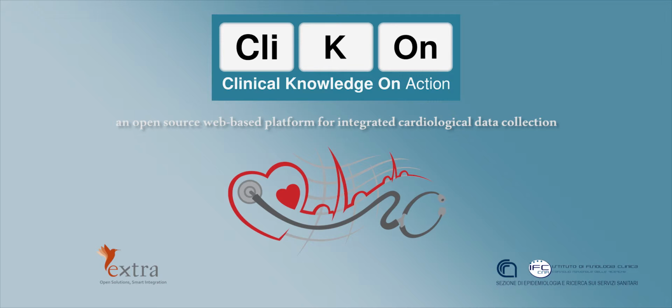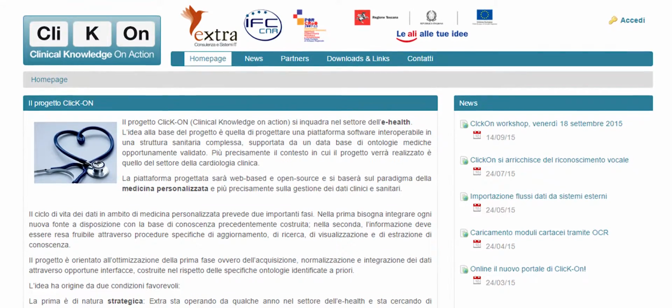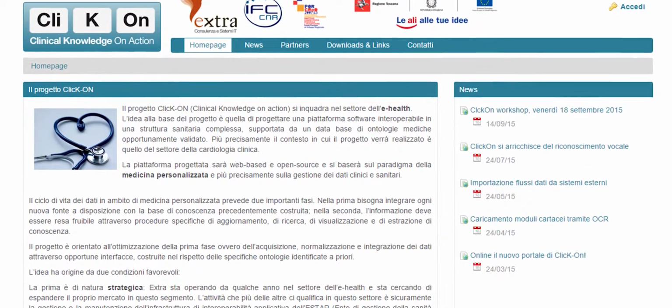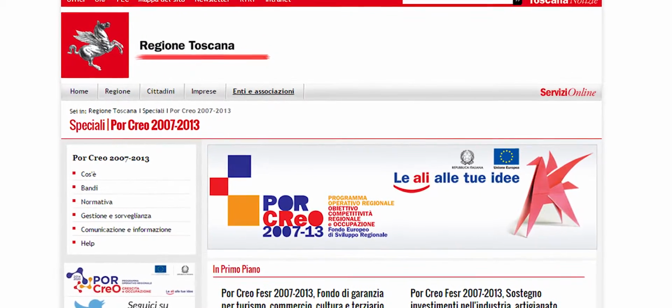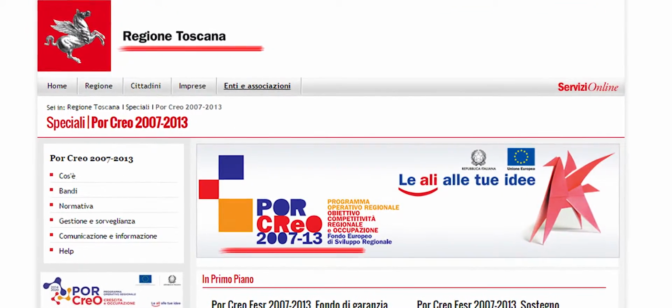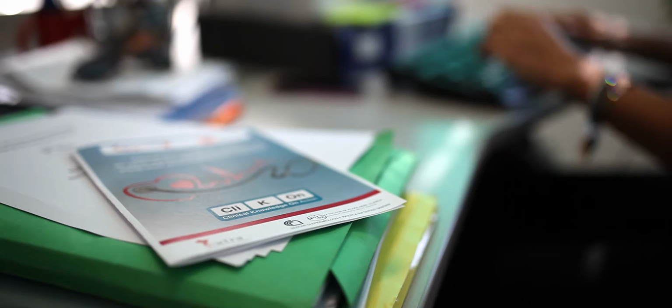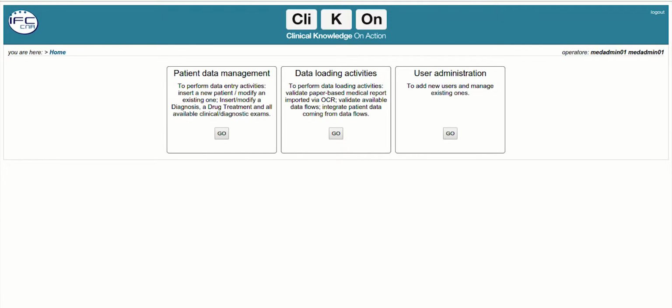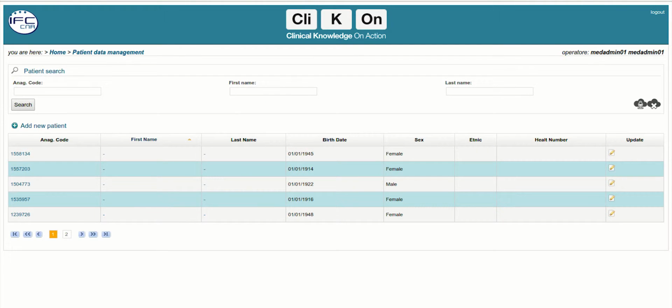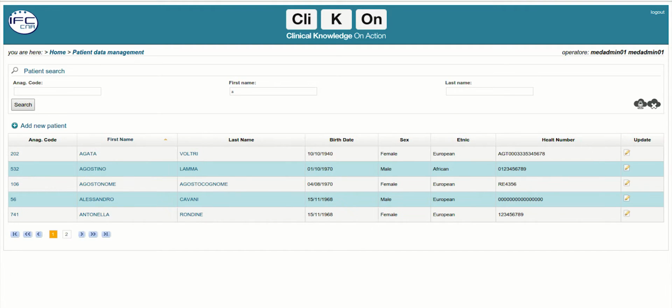The project Clickon, which stands for Clinical Knowledge and Action, is framed in the field of software application in the healthcare domain and has been realized with a decisive contribution of the Tuscany region out of the POR CreO FESR 2007-2013. The idea behind the project is to experimentally produce a technological platform to be used in a complex medical facility, such as a department or a hospital in the field of clinical cardiology.